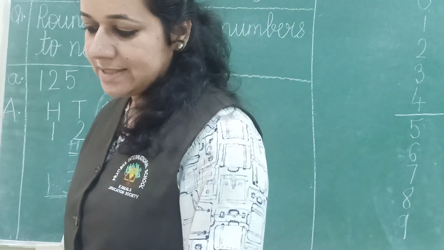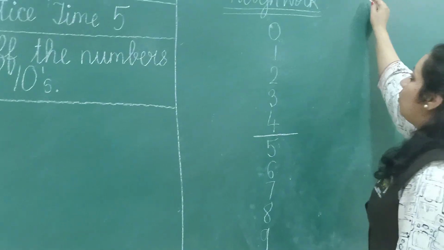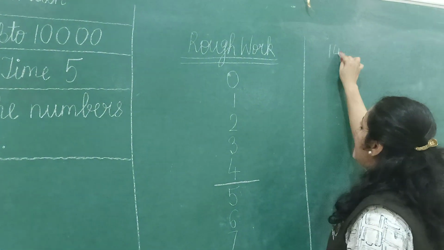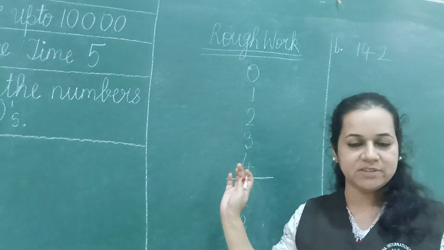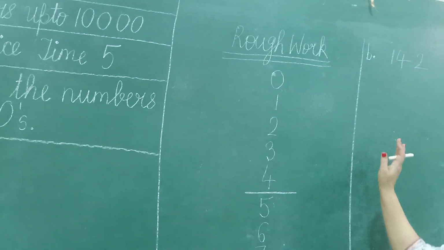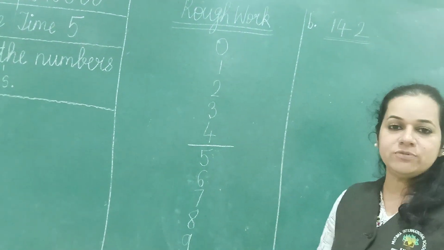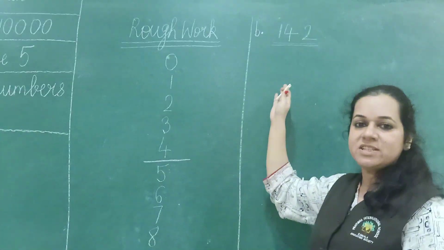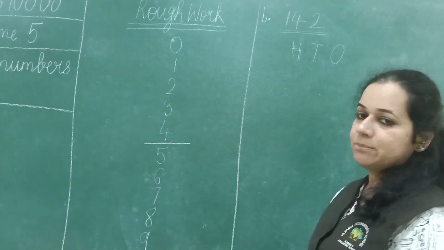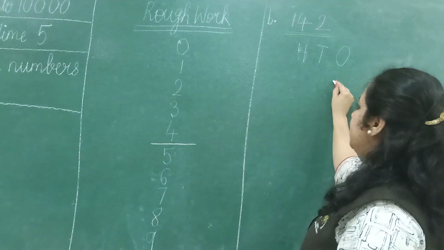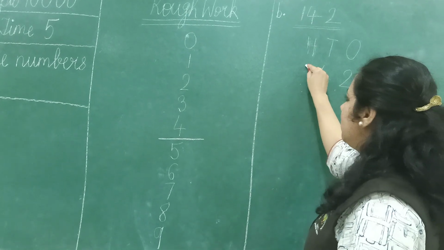Now we have another example. Suppose we take the number 142. You don't have to do it in the fair book or classwork book. This is just for your revision. First you will place the digits in their categories. 2 is coming under ones, 4 is coming under tens, and 1 is coming under hundreds.